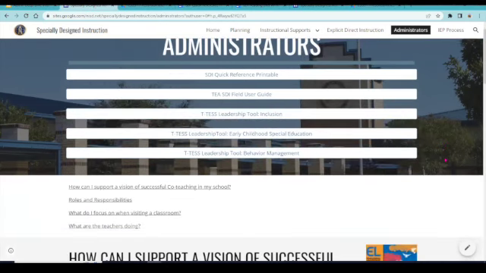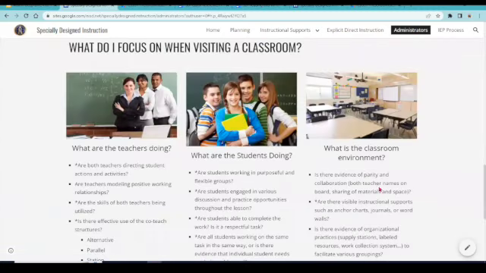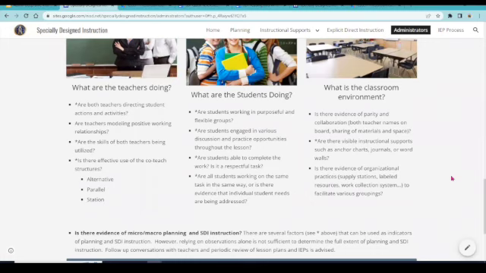When you scroll down on this page, you will also see a "What do I focus on when visiting the classroom?" These are some look-fors or indicators that SDI is most likely being delivered. However, remember that the only way to truly verify is by comparing the instruction with the IEPs.